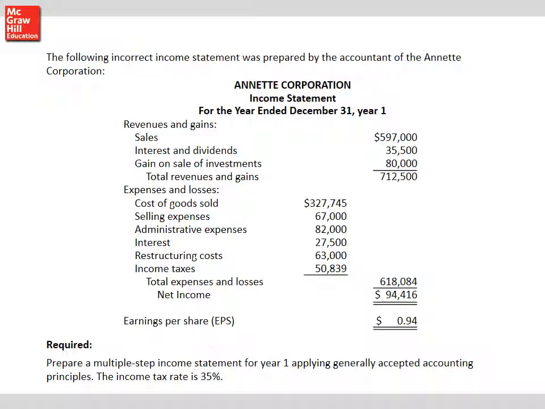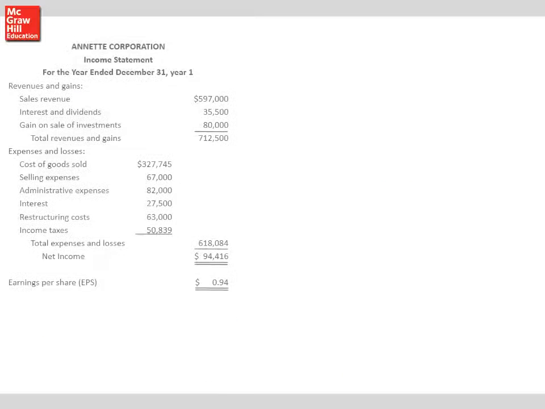Exercise 4.5. Here's an incorrect income statement. We need to create a multiple step income statement, correcting it. This is a simple, what are those, single step. All right, let's take a look.